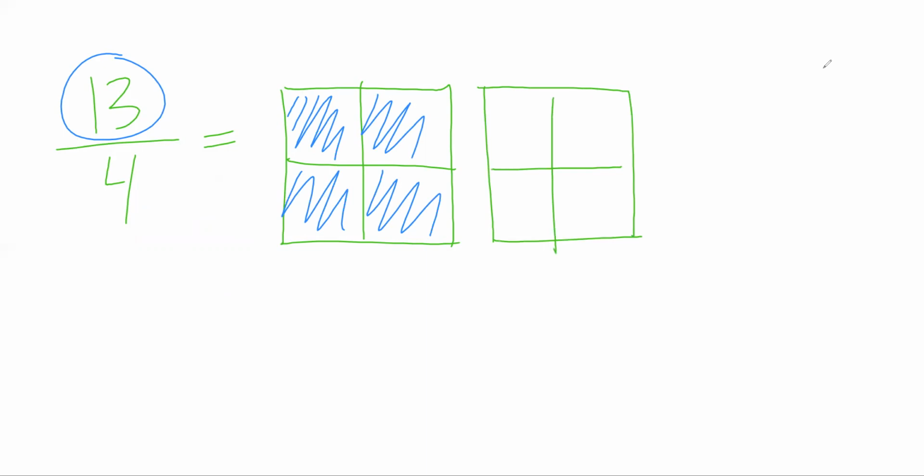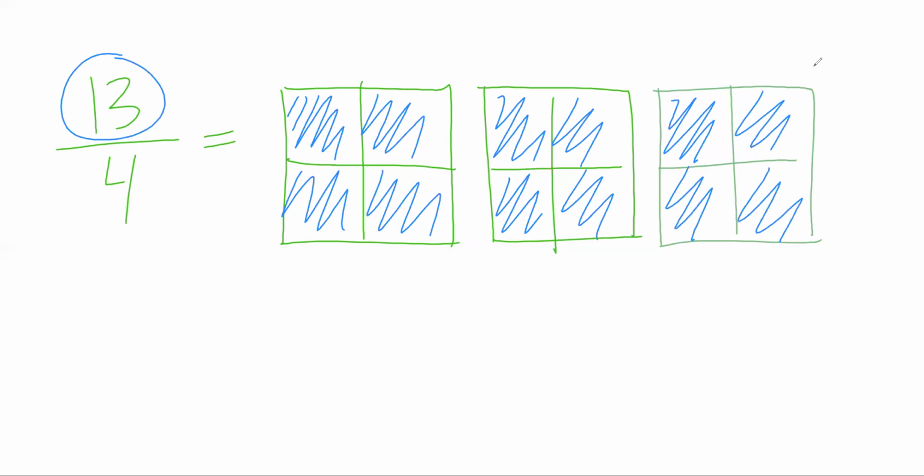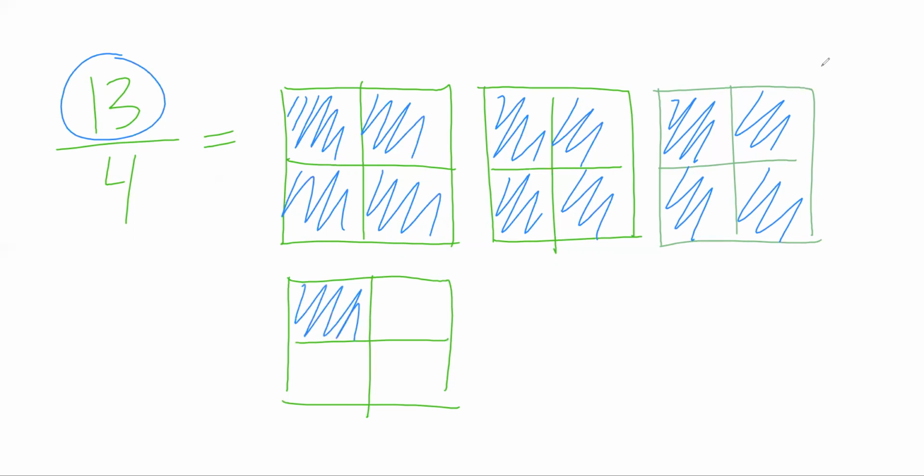Okay, so I have 4, 5, 6, 7, 8. Well, that's not enough. I need another model. So I was at 8. Let's see here, 9, 10, 11, 12. That's still not enough. So let's do another model. 13, right? So there's 13 of these fourths.